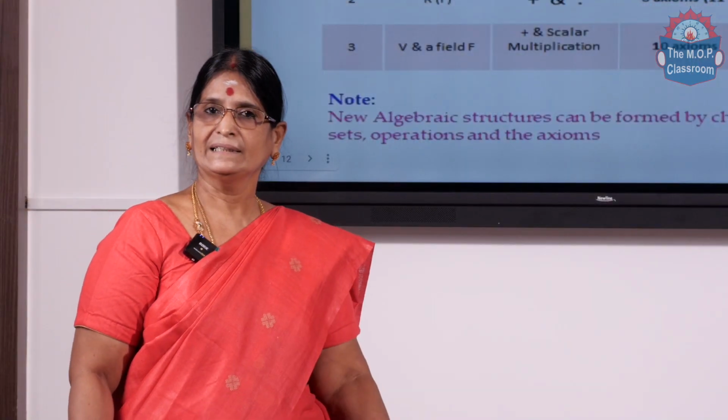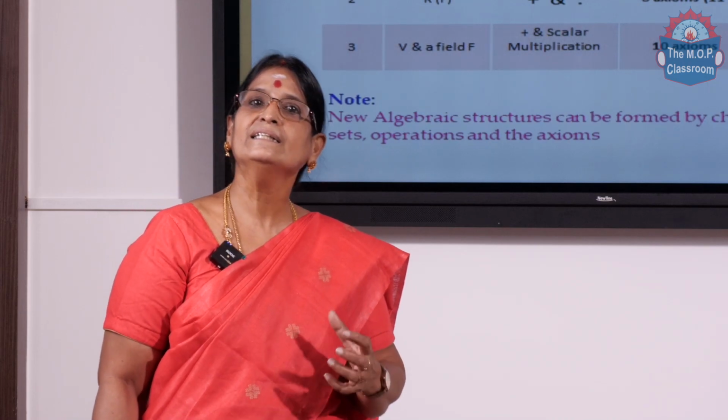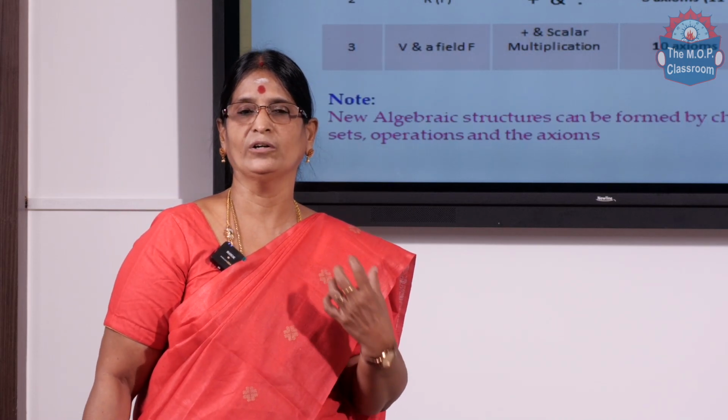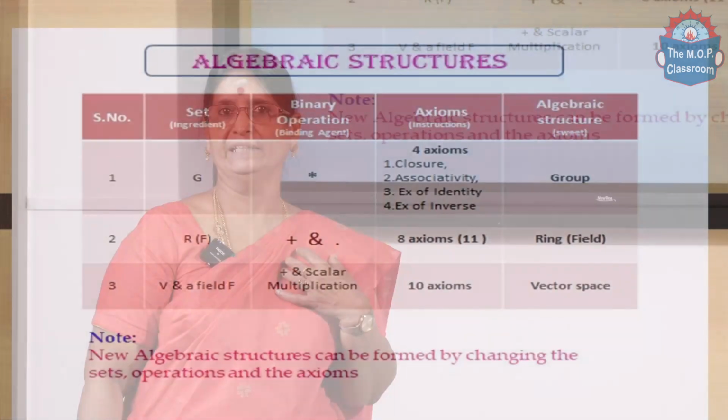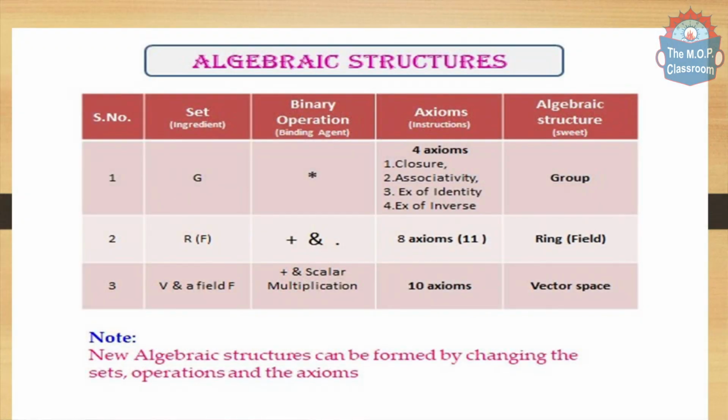Here the set G is the ingredients. I am taking a non-empty set G as my ingredient. The binding agent is the star, the binary operation. There is the instruction, here the axioms.